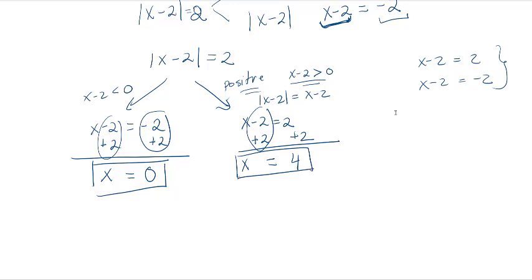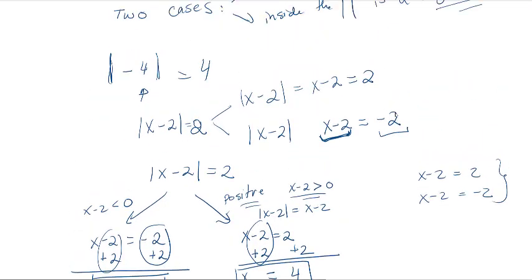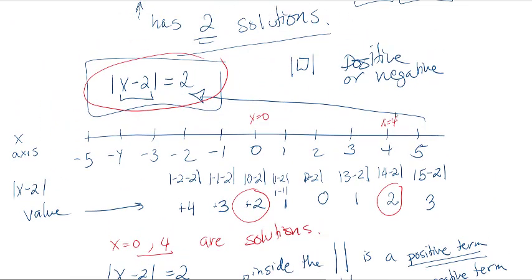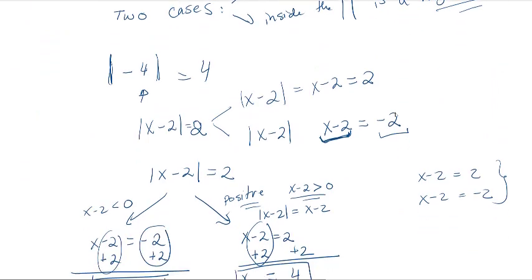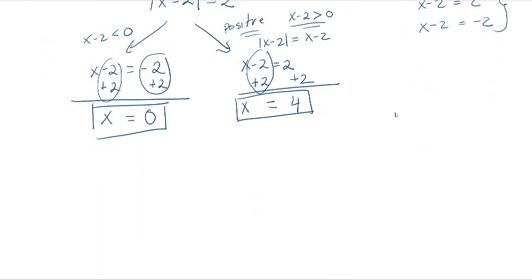So overall, we have two solutions. We have x equals 0 and x equals 4. And those were the exact same solutions we found when we were looking at the number line right here. We found x equals 0 and x equals 4, just as we did over here.